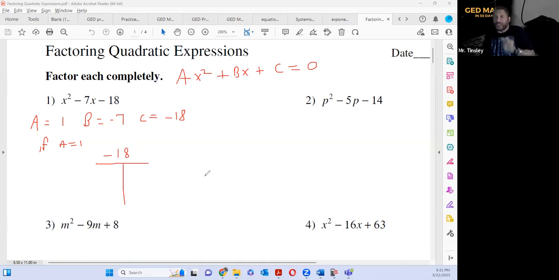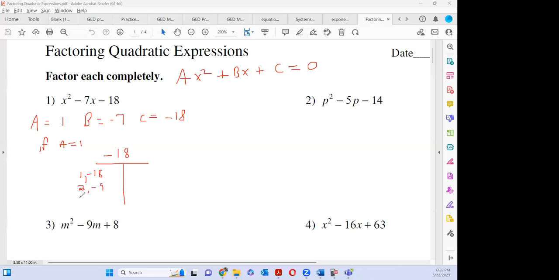Factor pairs. A factor is a number that goes into it evenly. A pair means 2. So what 2 numbers can I multiply together to get -18? I'm going to start from the lowest number, 1. 1 times what will give me -18? -18. And then I'm just going to go in order: 2 times -9, 3 times -6.